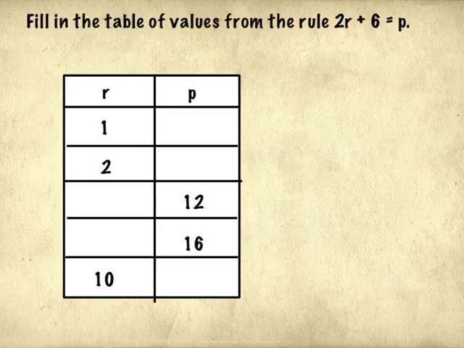So now here's one for you to try. Fill in the table of values from the rule 2r plus 6 equals p. So pause the video here and give that a try, and when you come back, I will have the answer for you.